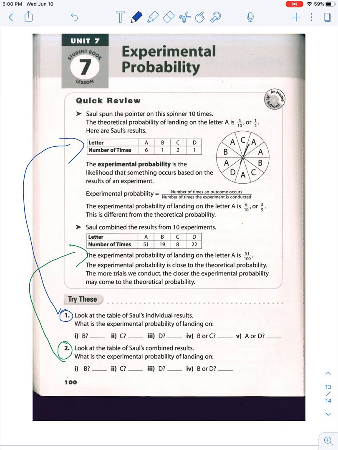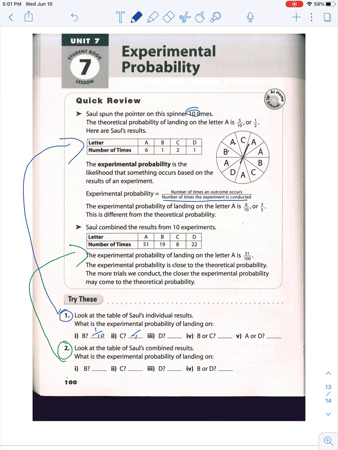Okay, so first of all, look at the table. What's the experimental probability of landing on each of them? Well, we know there were 10 times that the spinner had been spun, right? Even though there's also 10 positions, we have to be aware that we are putting the number of times the experiment was conducted on the bottom, so it should be out of 10. Now, how many times did B occur?